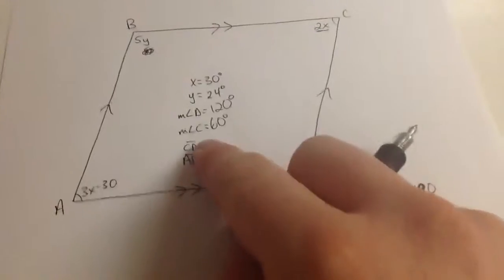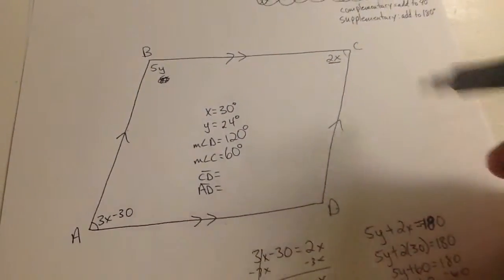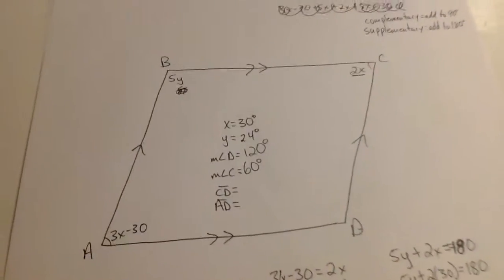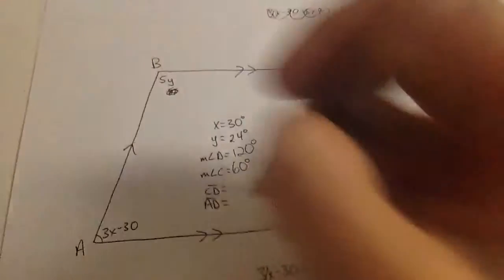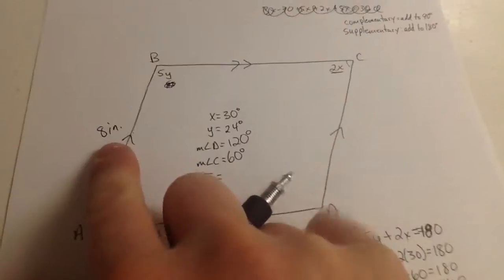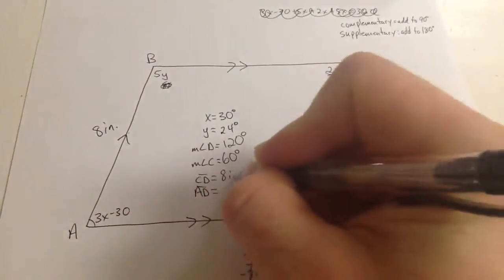CD. So this side, how long is it? I think I'm missing a piece on my picture. I had to hand draw this because I forgot my copy of your worksheet at school. So yeah, yours has 8 inches right here. Well, if you know the definition of a parallelogram, you know that this side and this side are the same length. So CD is 8 inches.